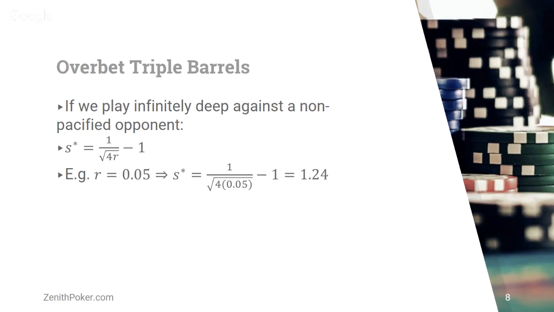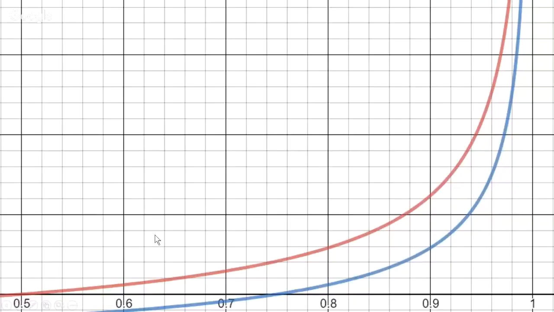Okay, so that's just the math. And then here's the graphs of what it looks like, where as we get closer to one, we're getting closer to the nuts on the river. The bet size we can use against a pacified opponent is the red, right? So we can bet more if our opponent is pacified. And the blue is bet sizes we can use against a non-pacified opponent if the stacks are infinitely deep.